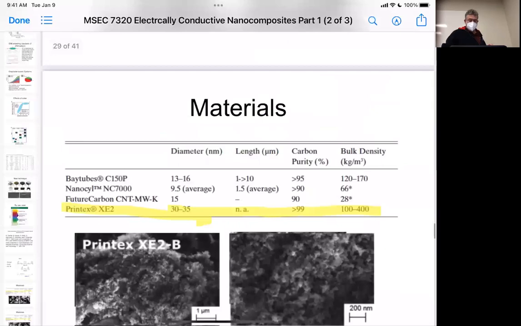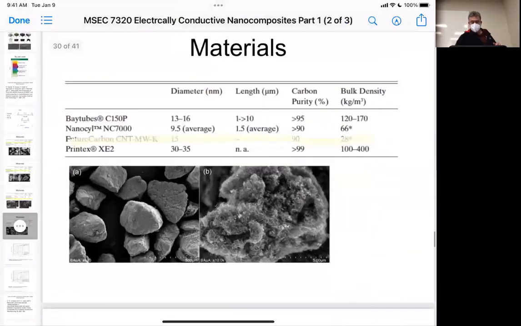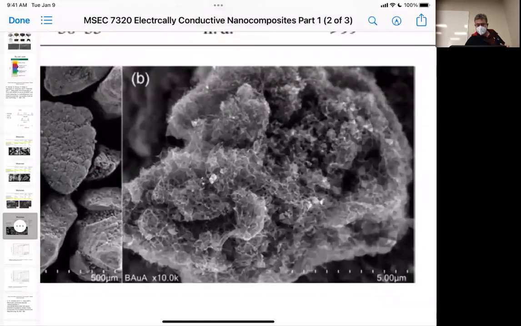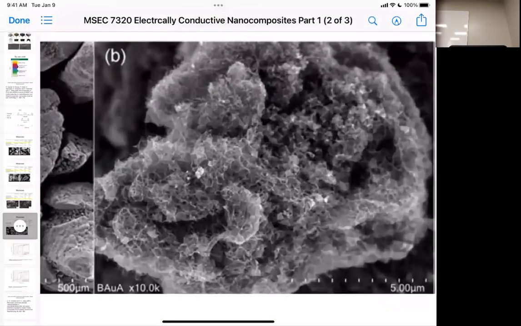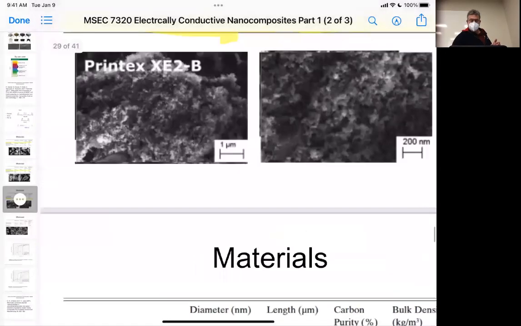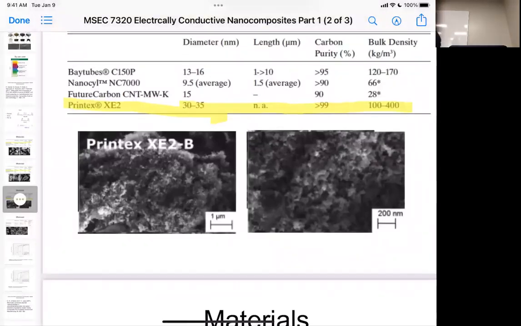And then there's the Future Carbon, which is here. This is the Future Carbon, which is, I think, their product. And it is fairly short chains of these carbon nanotubes, but they look to be fairly low density. And then the last one is the Printex, which might just be a toner printer cartridge, but it seems to be particular. It's not long, it just seems to be 30 to 50 nanometers in diameter. So we have two that are long, one that is kind of clusters, one that's round.